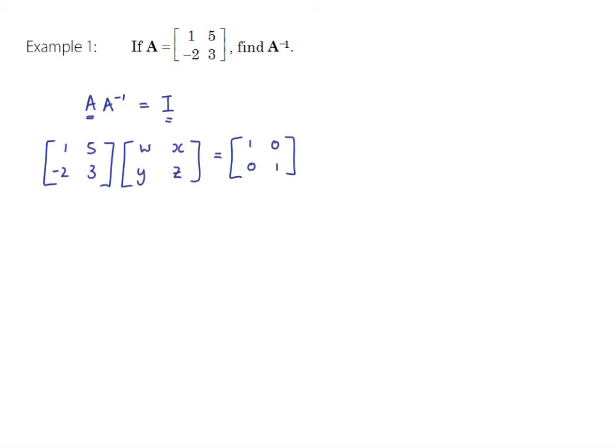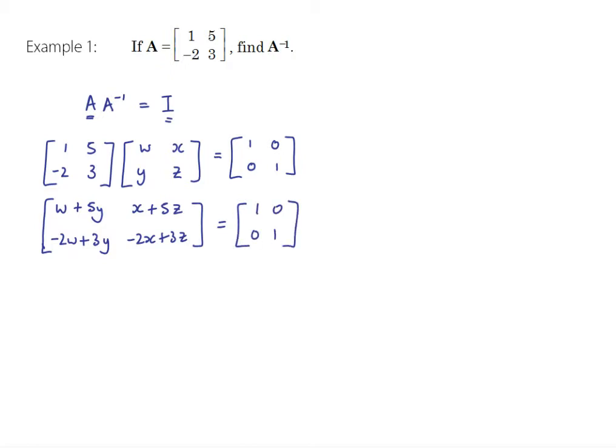Okay, so there's a bit of algebra here, but it's algebra we're capable of. As I said, this is not a process you're going to need to do, but I want you to follow it and understand what's happening, and see where these formulas are coming from. So let's expand out this matrix multiplication, rows times columns. Top row times left column gives 1w plus 5y. Top row times right column gives 1x plus 5z. Bottom row times left column, minus 2w plus 3y. Bottom row times right column, minus 2x plus 3z. And we know that equals 1, 0, 0, 1.